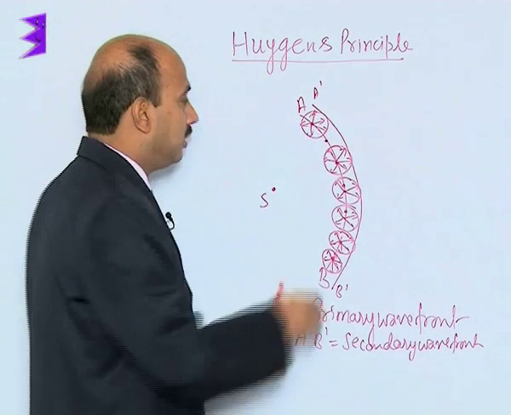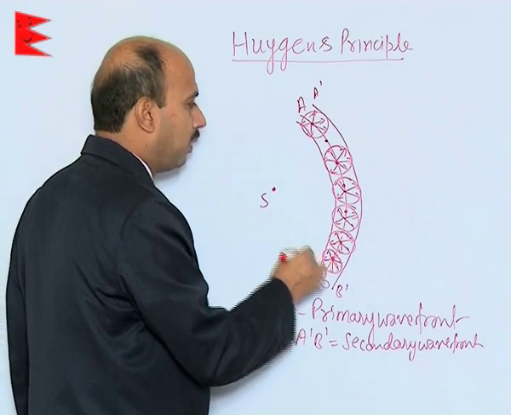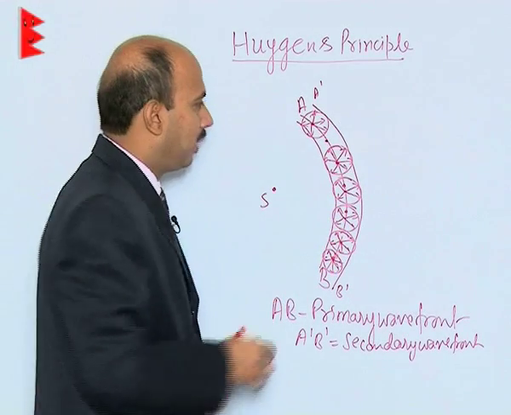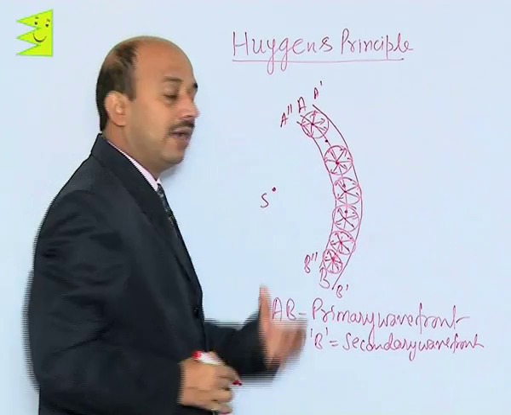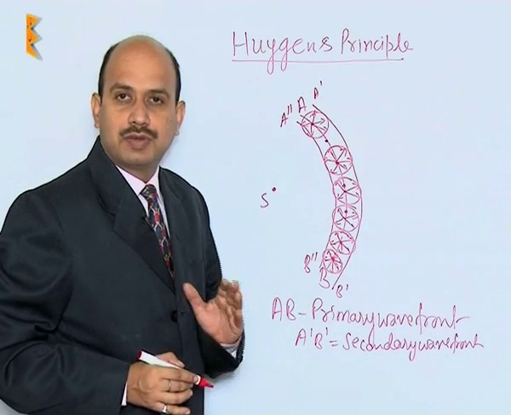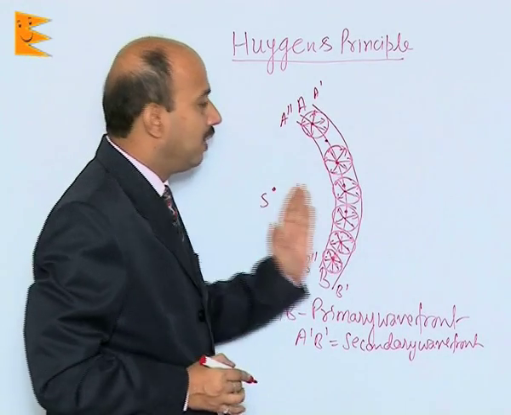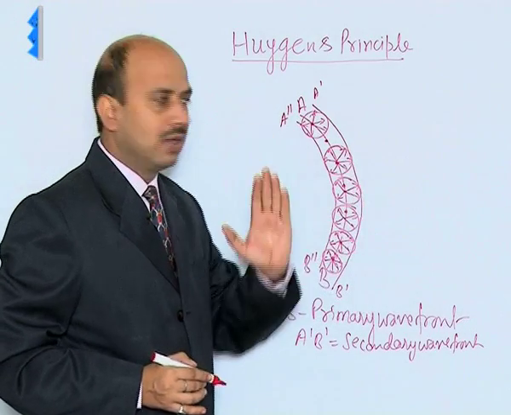We can draw a common tangent to this side also, the back side. But see here, energy travels in the forward direction, so we assume only the forward direction. This can be taken as A double dash B double dash, and A double dash B double dash is not considered as a secondary wavefront.